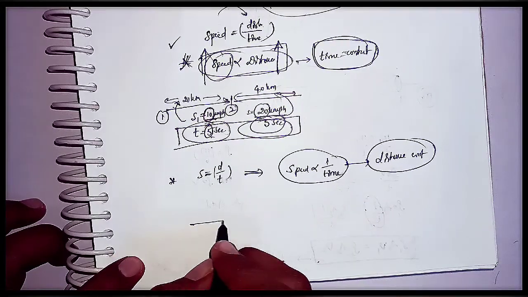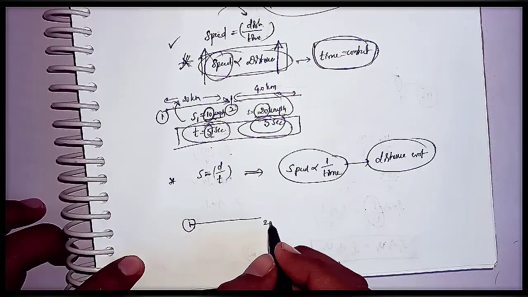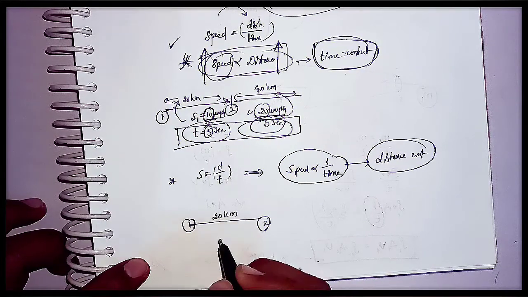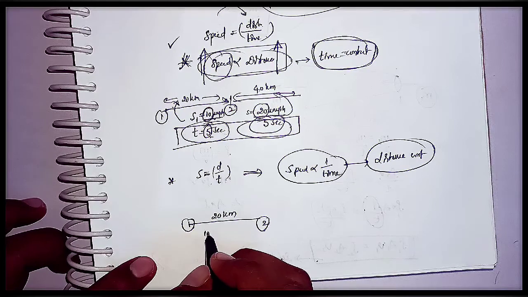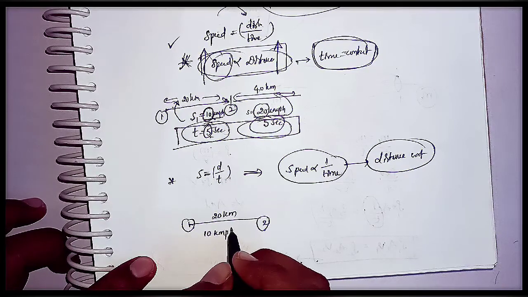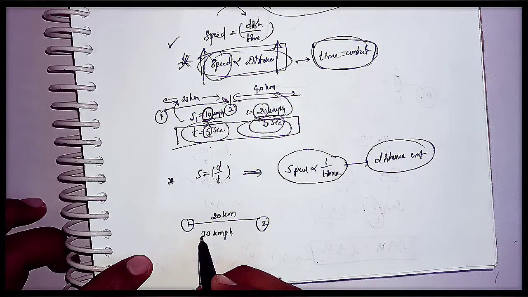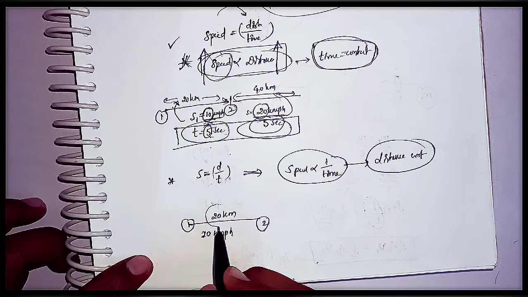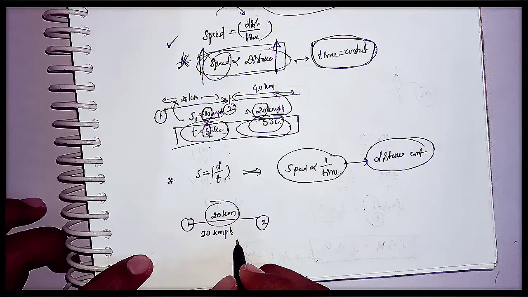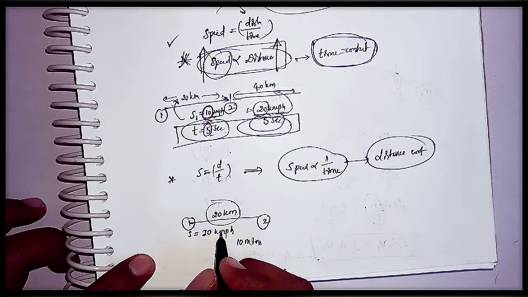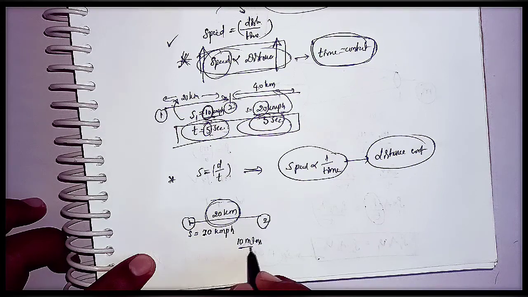Let us consider a person is traveling from point 1 to 2, and let us consider the distance is 20 kilometers. Let us consider the speed of this person is 10 kilometer per hour. He is traveling with 10 kilometer per hour and he is covering 20 kilometers. Let us consider the time is 10 minutes. He is covering 20 kilometers distance in 10 minutes.